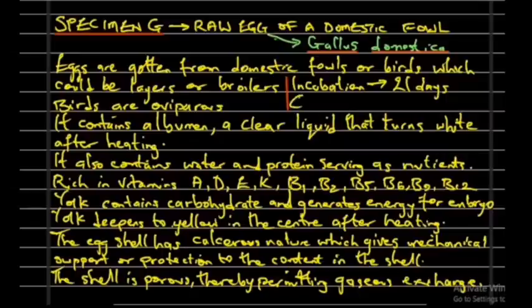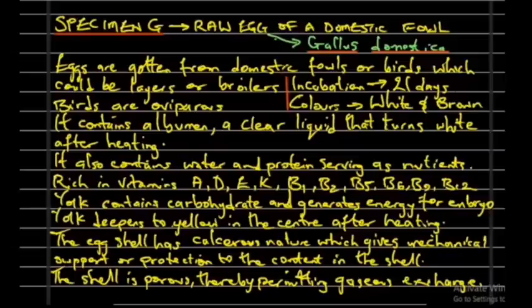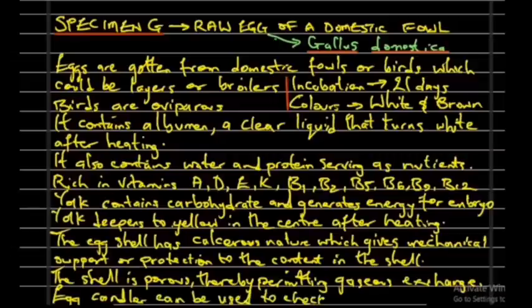We have different colors of the egg. We could have it to be white, also we could have it to be brown. Now, if you have to check the viability of the egg, we make use of a particular instrument called the egg candler. We can use the egg candler to check the viability of the egg.